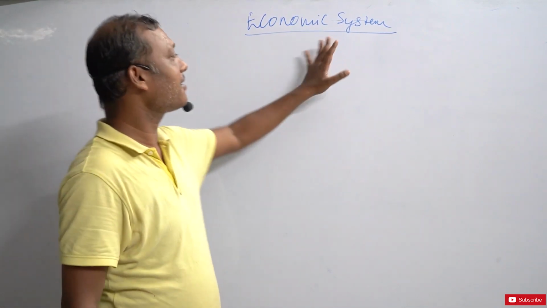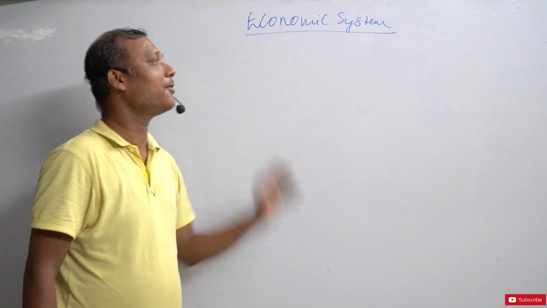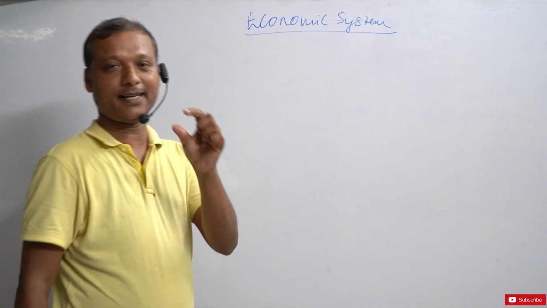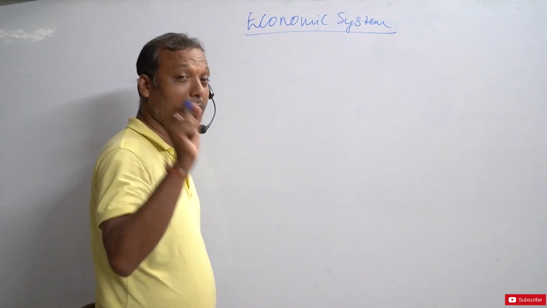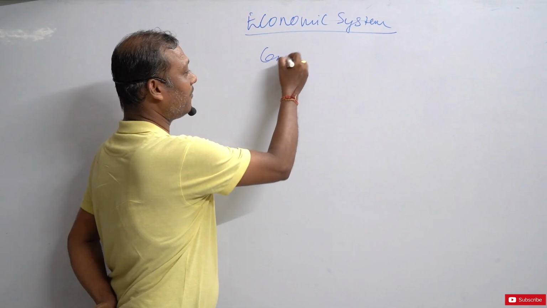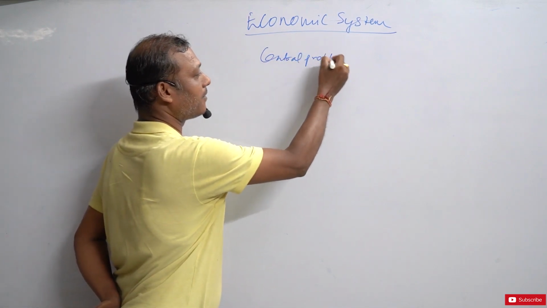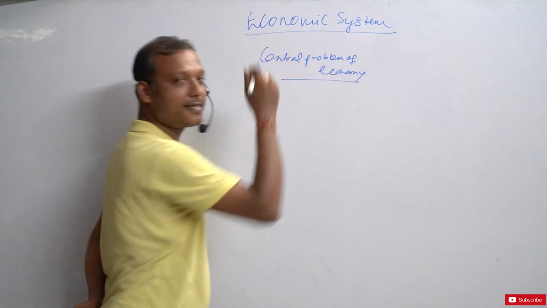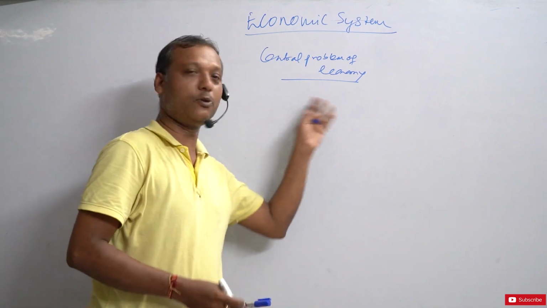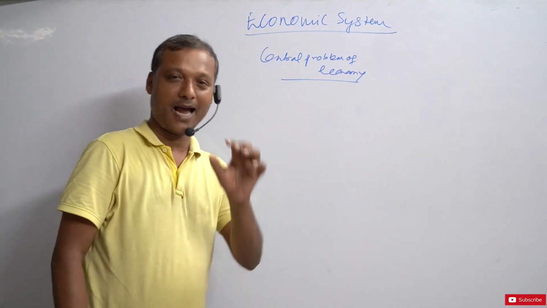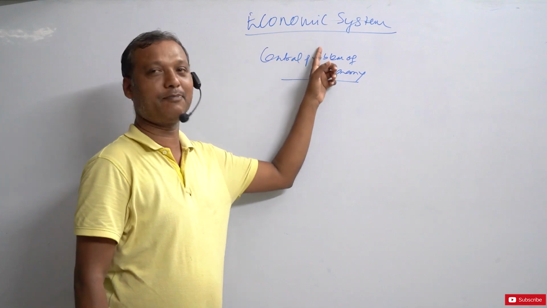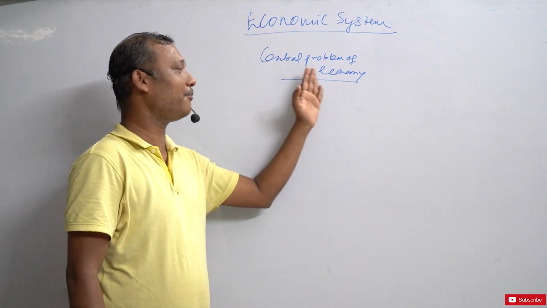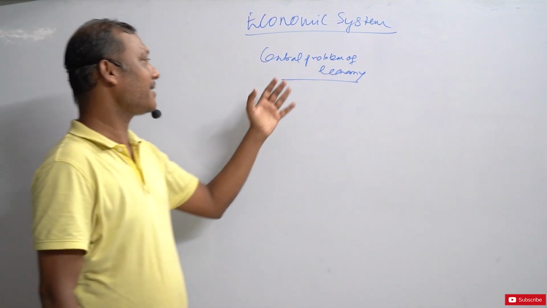Before going to discussion about what is economic system, let us know about the central problems of economy. You should understand what you mean by the central problems of economy. The central problems of economy means what to produce, how to produce, for whom to produce. I am repeating once again. Before you know the concept of economic system, it is important for you to understand the meaning of central problem of economy. So what do you mean by central problems?